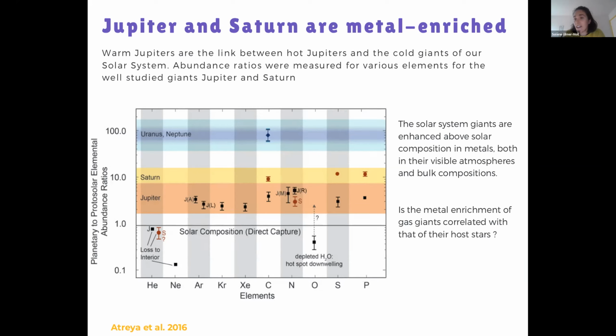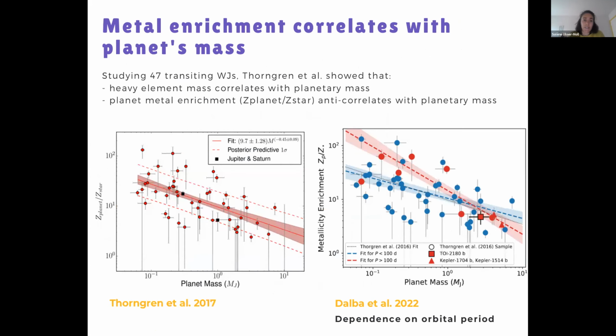And we can ask what happened for extrasolar gas giants, and are they metal enriched, and is this metal enrichment correlated with the host star, for example? And this is work that's been done by Thorngren et al. 2017, where they studied about 50 transiting warm Jupiters. And they noticed that the planet metal enrichment correlates with the planet mass, in the plot that you see on the left side. And they also show that heavy element mass correlates with planetary mass.